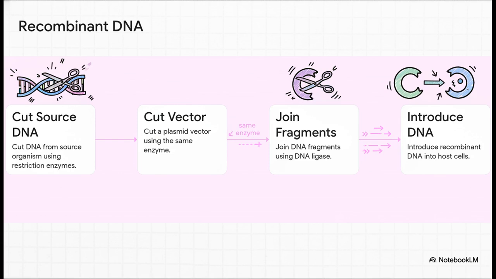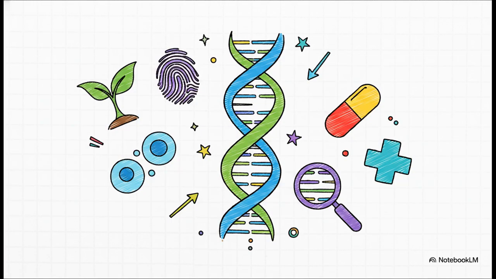Step 3, you join those source and vector fragments together using another enzyme called DNA ligase, which basically acts like the molecular glue. And finally, Step 4, you introduce this newly formed recombinant DNA right into a host cell. Honestly, conceptually, transferring genes between entirely different organisms is really that straightforward. And the real-world applications of this 4-step process, they are staggering.